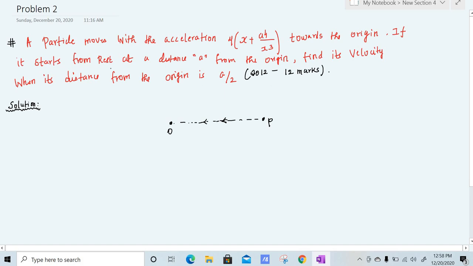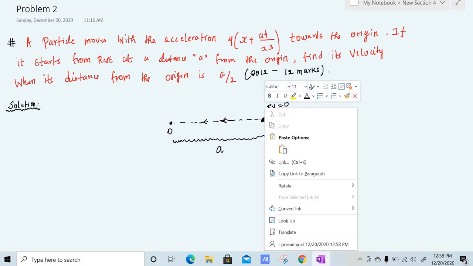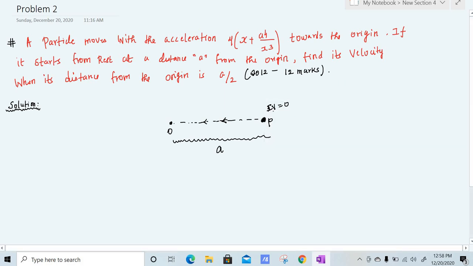If it starts from rest at a distance a from the origin, that is, the distance from O to P is a. If it starts from rest, that means our initial velocity is 0. So the particle starts from rest at a distance a from the origin and moves towards the origin.